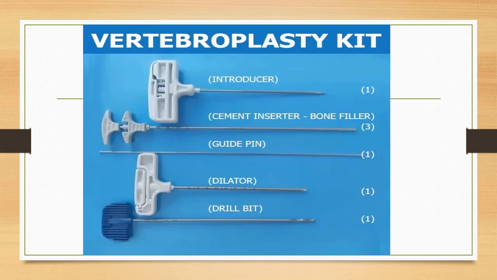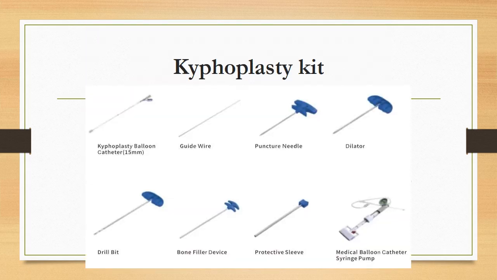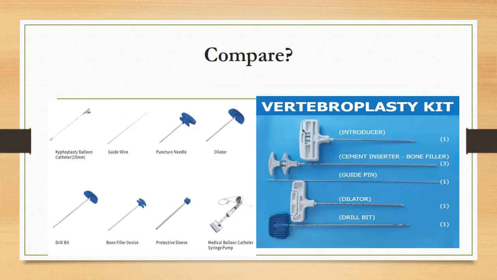We'll be giving a vertebroplasty kit. There will be an introducer, cement inserter, guide pin, dilator, and drill bit. Of course, the indication is a vertebral fracture where the posterior cortex is intact. That is the question we will ask. The kyphoplasty kit is nearly the same as the vertebroplasty kit, except that a kyphoplasty balloon will be there, which creates some space, so cement can easily accumulate there.